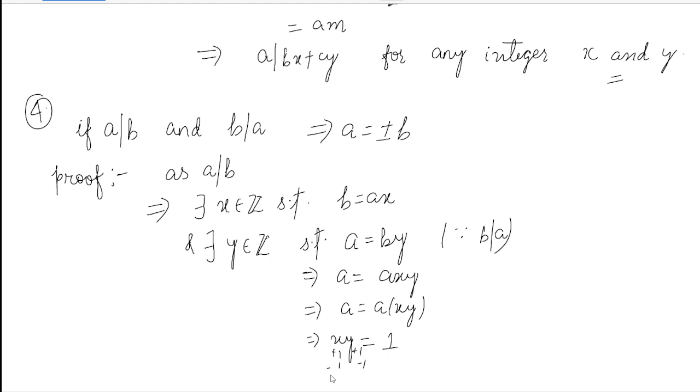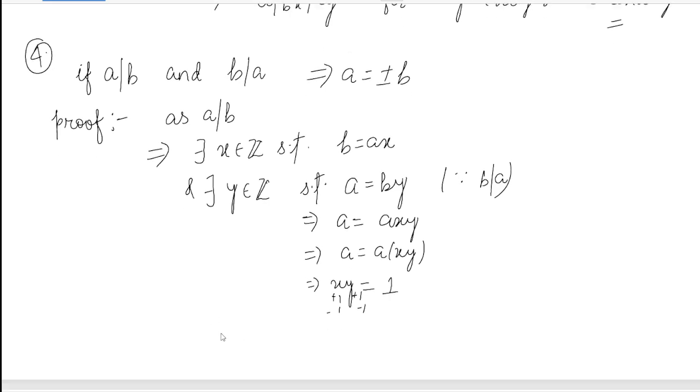So the value of B is equal to plus minus A by equation 1 or 2. B is equal to plus minus A.